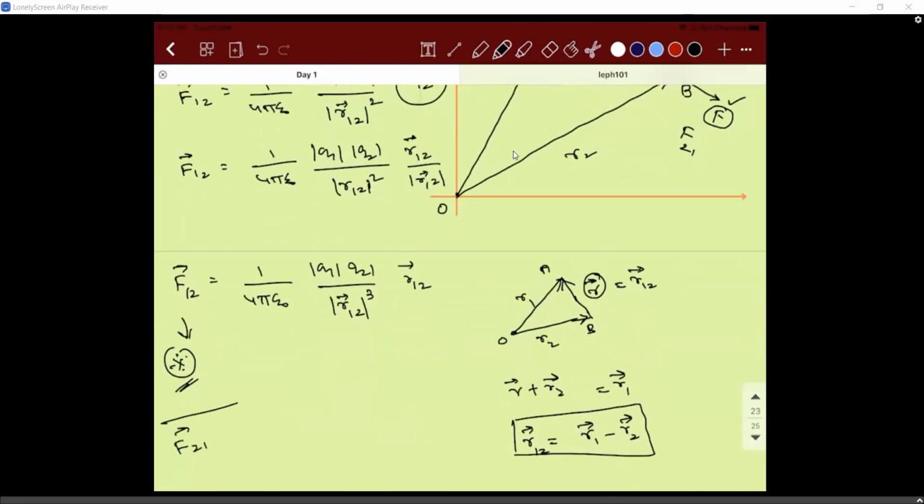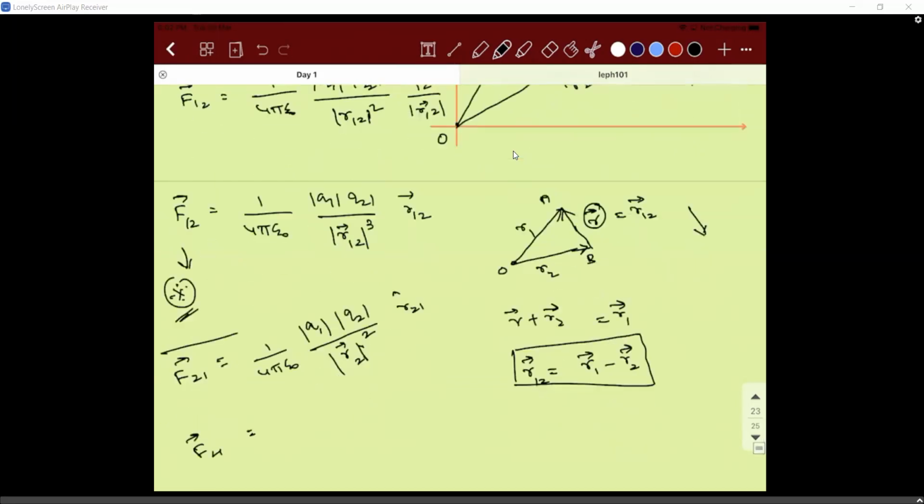So using the same logic, you tell me what F21 vector will be equal to. This part I will leave to you. F21 vector is what? I told you in the beginning, it is the same in terms of magnitude. 1 by 4 pi epsilon naught into magnitude of Q1 into magnitude of Q2 divided by R21, because this will be the direction of F21. So it is R21 vector, the whole square. If I put a square here, I need to put a unit vector. If I put a cube in the denominator, R21 cube, then it will be R21 vector.